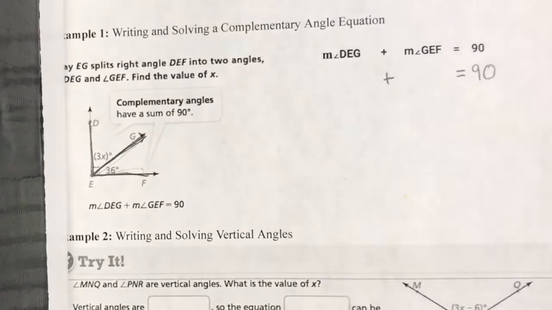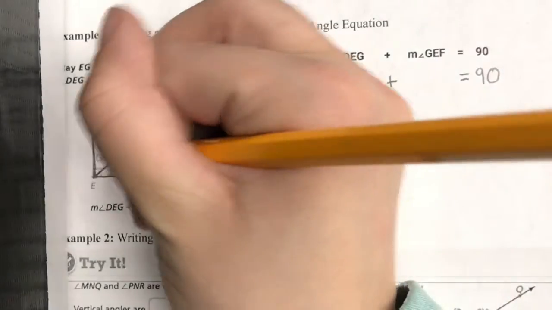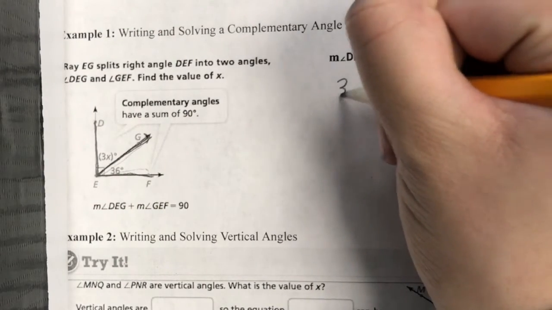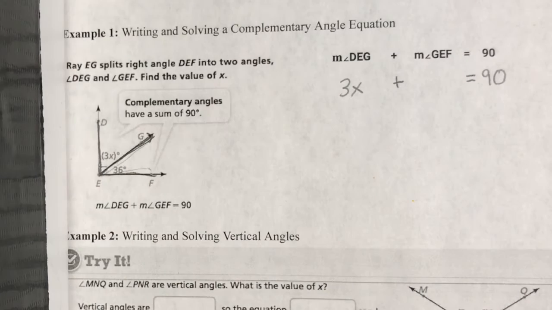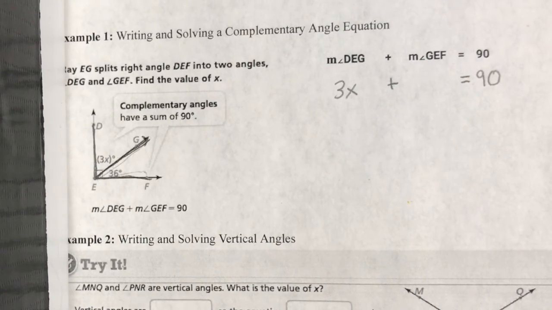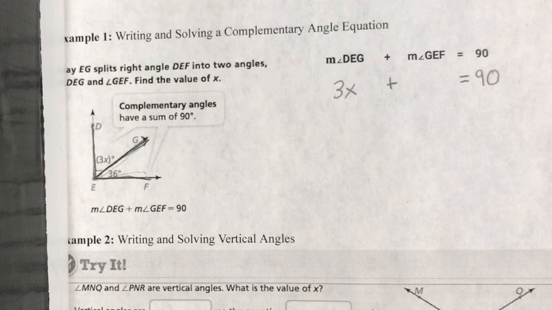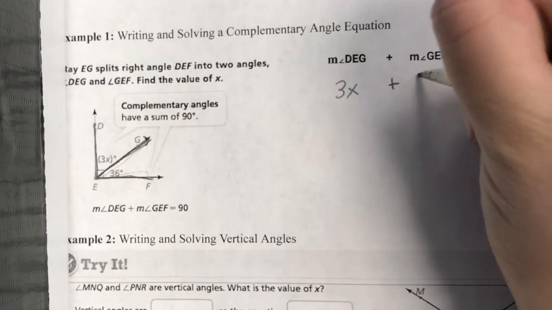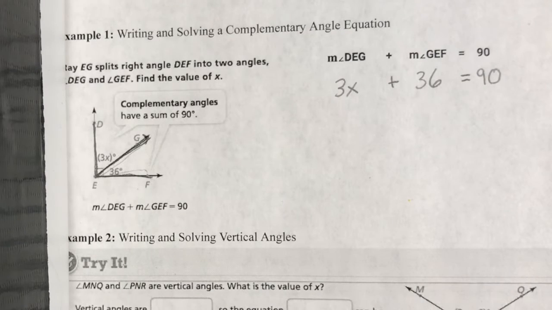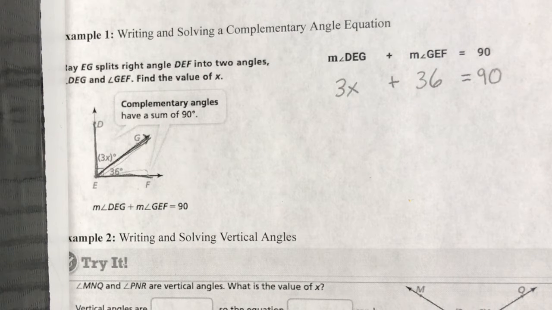So what is the measure of DEG? That is 3x degrees, they tell us. I'm not going to write the degree symbol right now, but it's going to eventually be degrees. That's like the unit. And then the measure of GEF, they tell us, is 36 degrees. So when I add those together, I need to get 90 degrees. So that's going to allow me to solve this equation now for x.